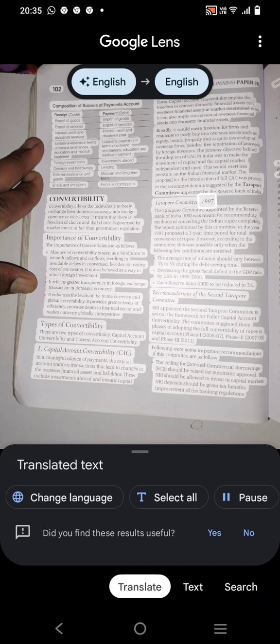Tarapore Committee, 1997. The Tarapore Committee appointed by the Reserve Bank of India, RBI, was meant for recommending methods of converting the Indian rupee completely. The report submitted by this committee in the year 1997 proposed a 3-year time period for total conversion of rupee. However, according to the committee, this was possible only when the following few conditions are satisfied.